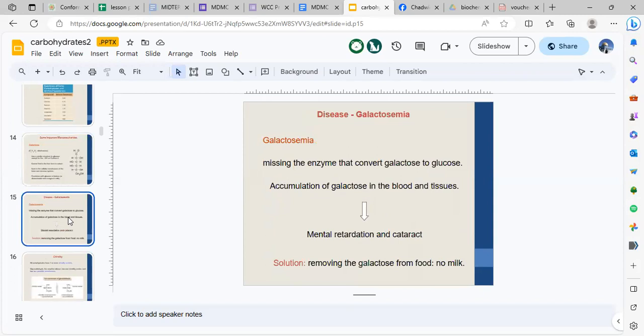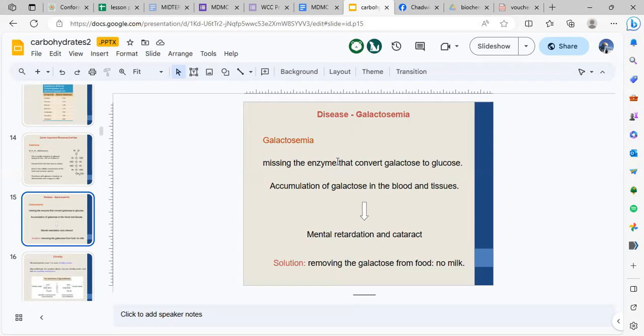So when someone has a disease called galactosemia, it means they lack the enzyme to convert galactose to glucose. So what is the consequence of that? Since galactose is not metabolized, it becomes accumulated in the blood and tissues. In the brain, it might lead to mental retardation. In the eyes, it will lead to cataracts. So they need to stay away from dairy products or anything that has milk in them.